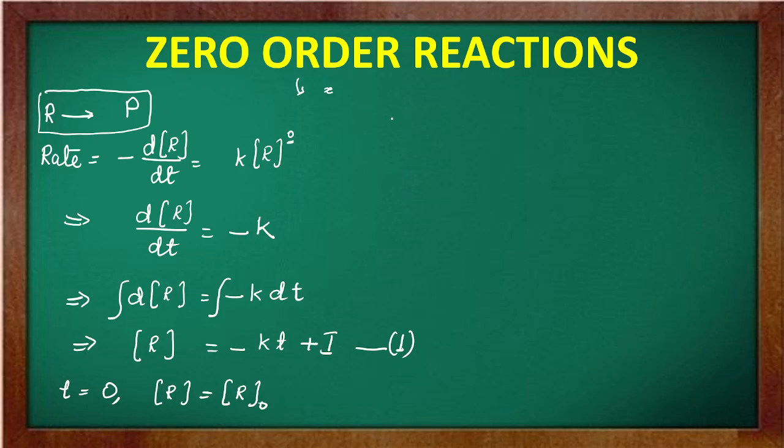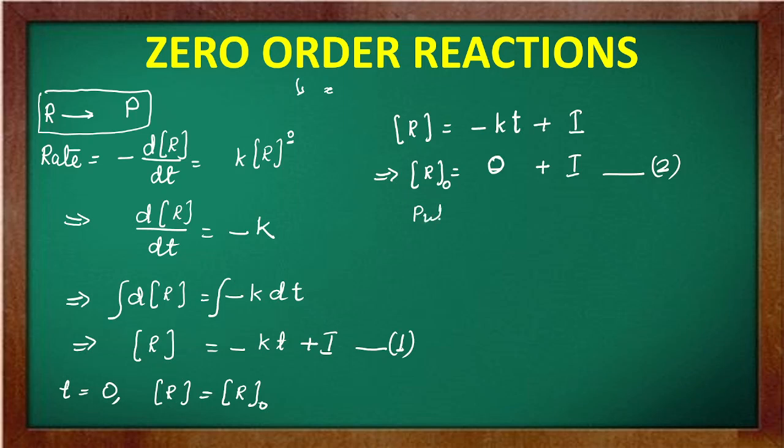In equation 1, if we substitute these values, we get [R] is equal to minus kt plus I. Substituting, you will get [R] is equal to, this will become 0 because k into t is 0, and I is your I. Since the reaction has not started, t was 0, so your [R] is given as [R]0. It means that the value of I is [R]0. This is your equation number 2.